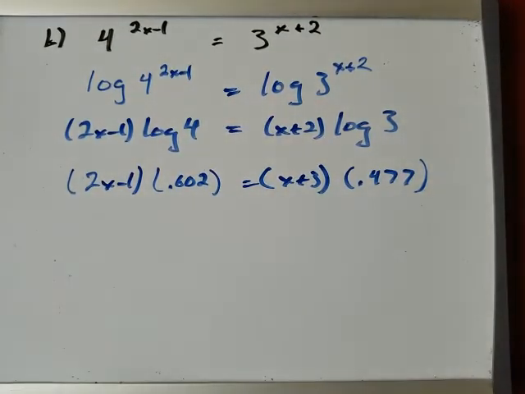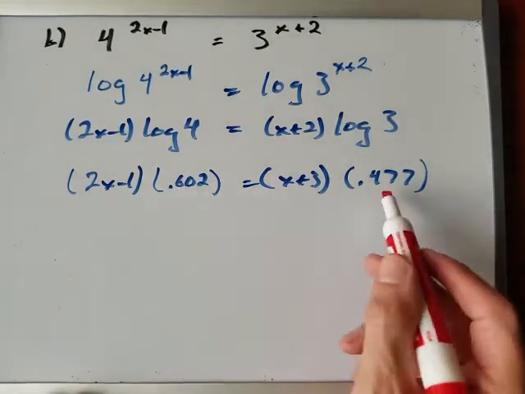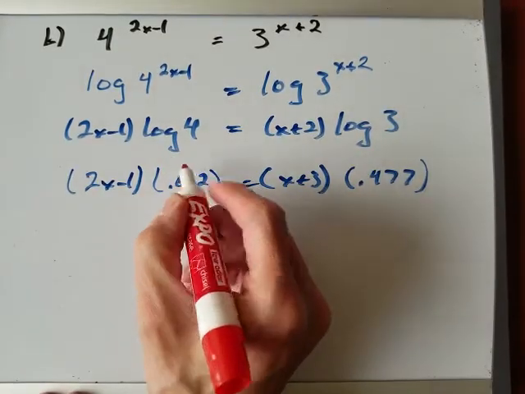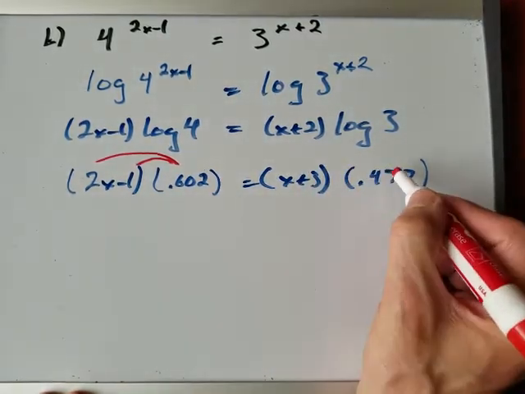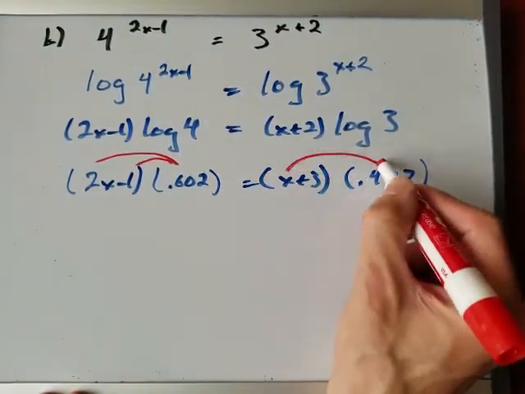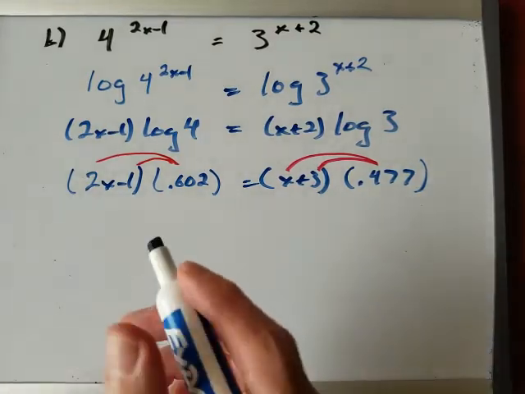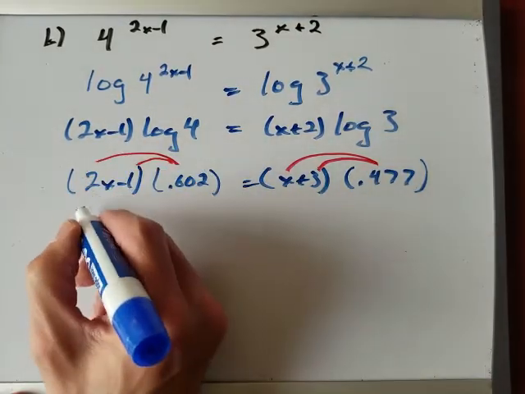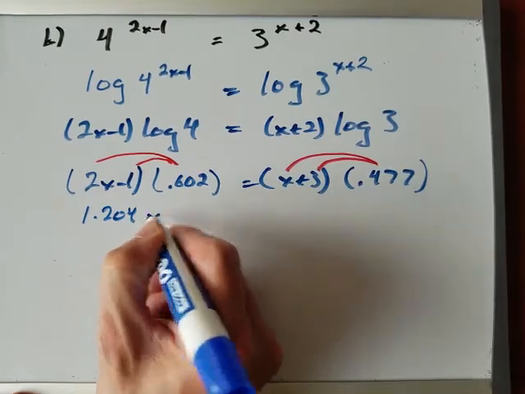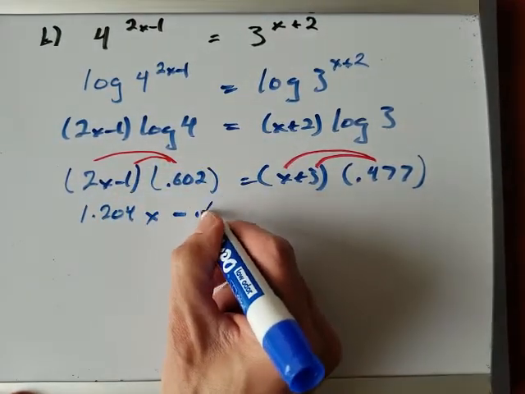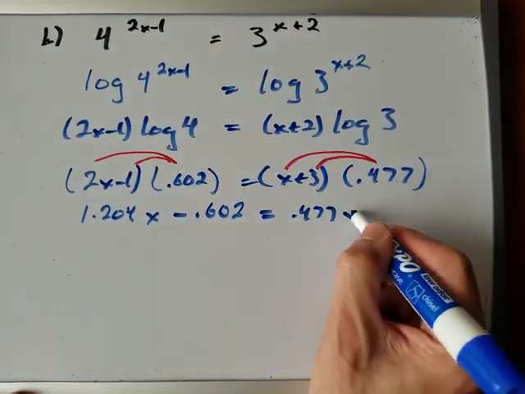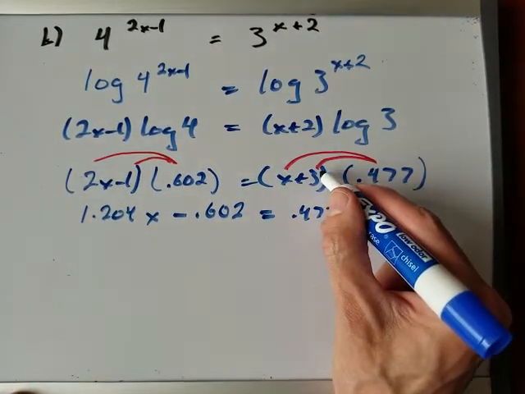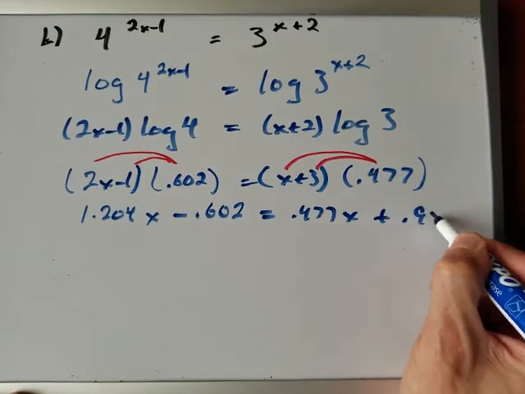Here's where we are. What we could simply do is solve this like an equation. I'll call it a grade 9 equation, but probably you don't use decimals like this in grade 9. We are going to take 0.602 and do the distributive property. We're going to take 0.477 and distribute it to this bracket. And here's what we would be left with. If we distribute it here, it is 1.204x. Right here would be just a minus 0.602. On this side, when I distribute it, 0.477x. And then when you distribute it to the 3 and multiply, it is 0.954.